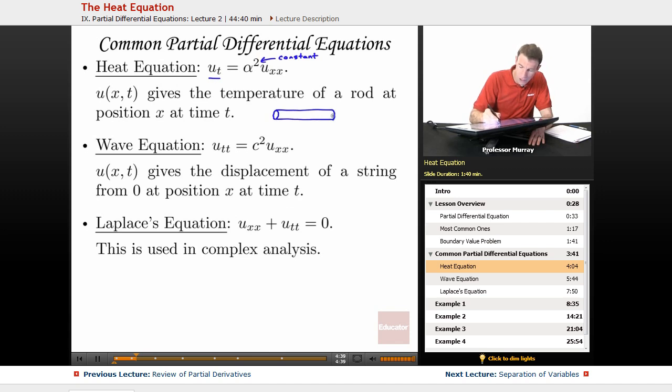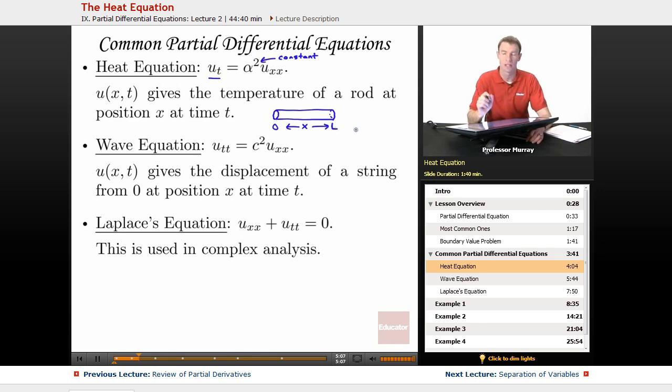The rod could be of different materials. It could be a metal rod or a wooden rod, though we often think of it as being a metal rod. The function tells you the temperature of the rod at position x at time t. Here x is the position along the rod, and we usually think of the left hand end of the rod as being x equals 0 and the right hand end of the rod as x equals L.